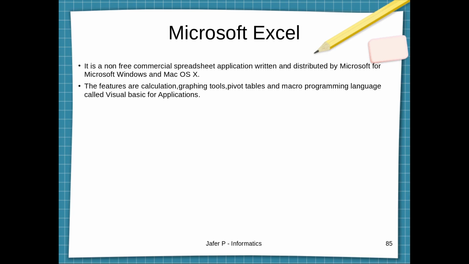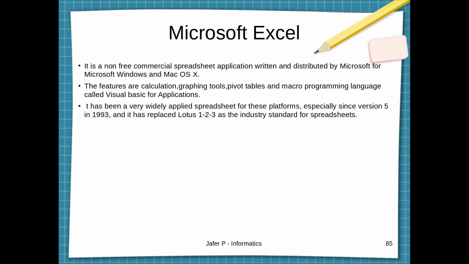Pivot tables means there is a table of data where it consists of sum, average, aggregate, etc. Right? So there are different kinds of functions over there. It has been a very widely applied spreadsheet for this platform, especially since version 5 in 1993. It has replaced Lotus 1-2-3 as the industry standard for spreadsheets.